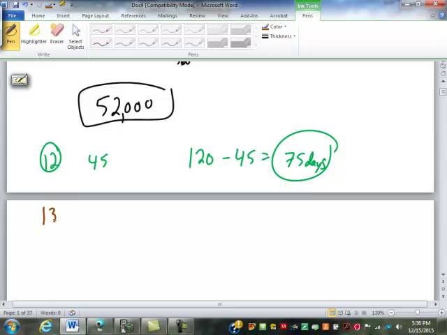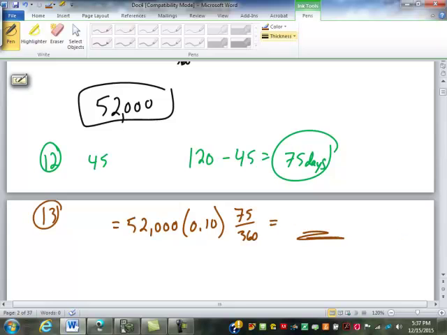Then for number 13, the proceeds, you first have to find the discount. That discount is going to be off the maturity value of $52,000. The bank has a 10% discount rate that you see up at the top of the problem there, 0.10 times 75 over 360. That will give you the amount of the discount. You will subtract that from that maturity value to get the proceeds.